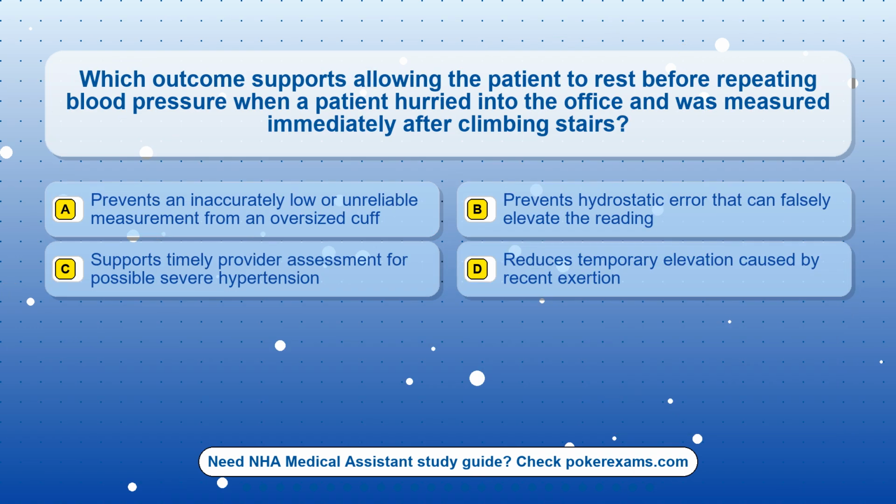Question 23. Which outcome supports allowing the patient to rest before repeating blood pressure when a patient hurried into the office and was measured immediately after climbing stairs? Option A. Prevents an inaccurately low or unreliable measurement from an oversized cuff. Option B. Prevents hydrostatic error that can falsely elevate the reading. Option C. Supports timely provider assessment for possible severe hypertension. Option D. Reduces temporary elevation caused by recent exertion.